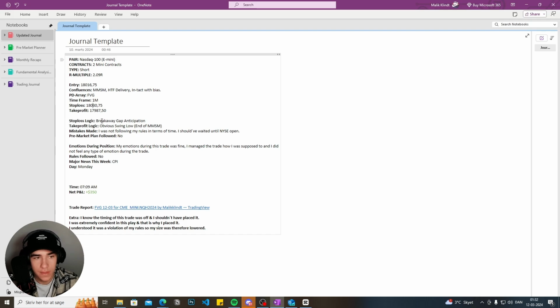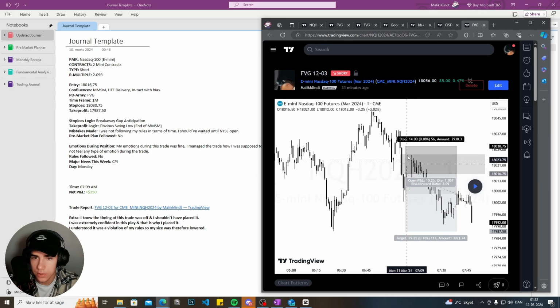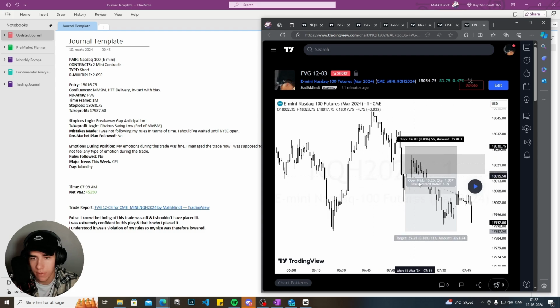Stop loss logic is basically why you put your stop there. If we go and look at the trade which I'm referring to, my stop was the beginning of this 1 minute gap. This was a breakaway gap anticipation, meaning that I anticipated that price would react off of this gap and not hit this gap, aka this would be a breakaway gap. So that was my stop loss logic. My take profit logic was an obvious swing low and the end of the market maker sell model. This low here was a pretty obvious swing low, and it was the end of this lower time frame market maker sell model.